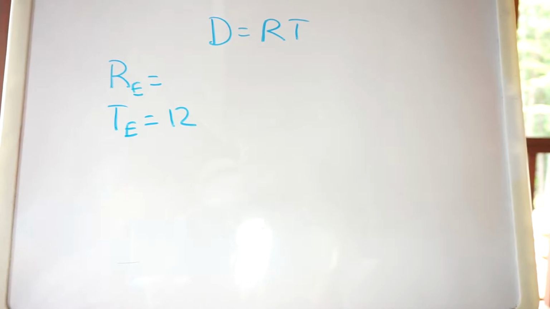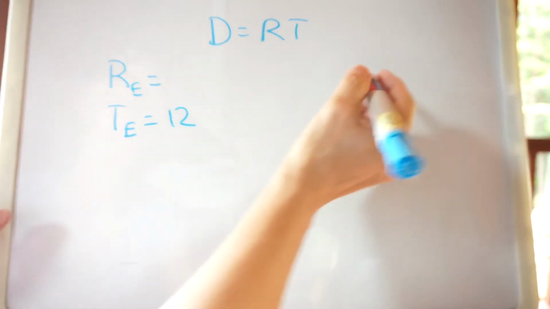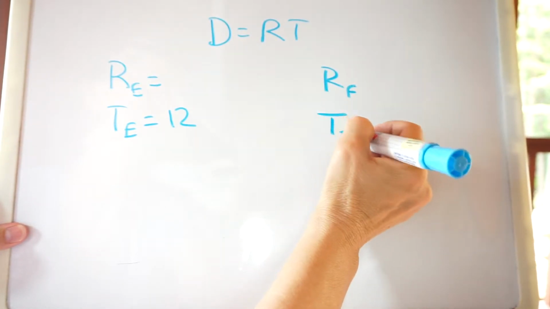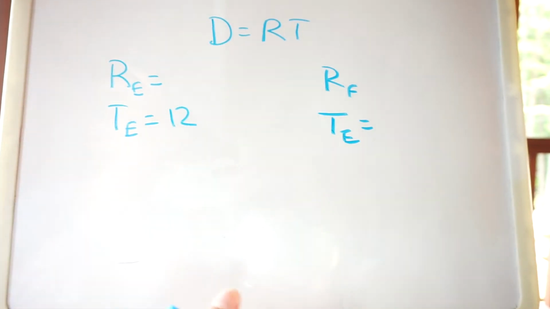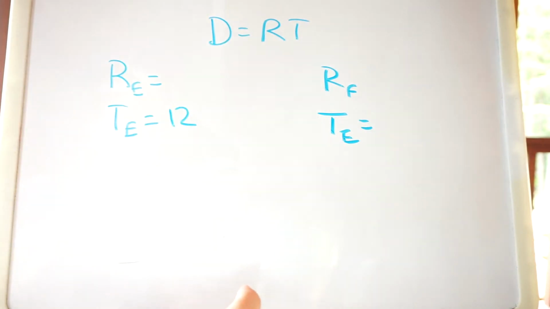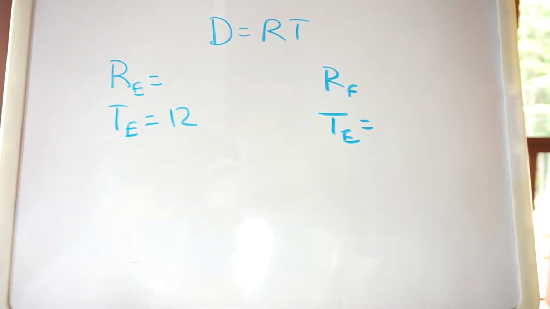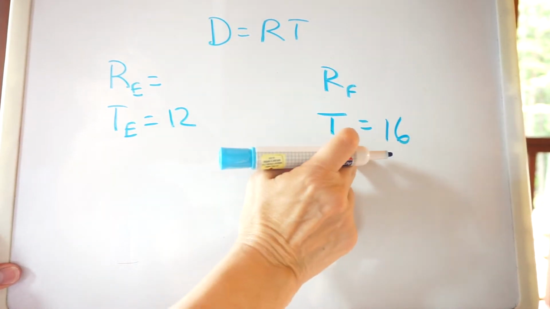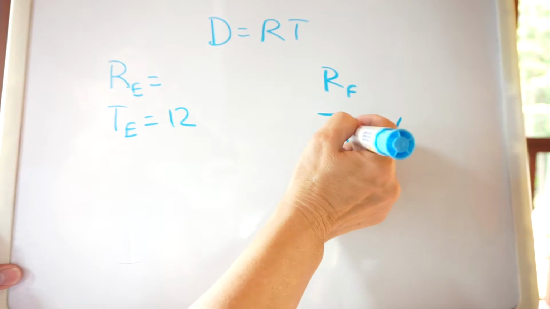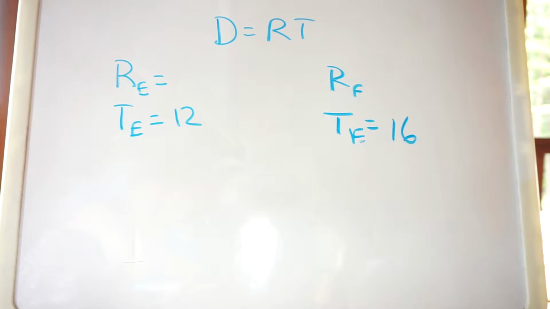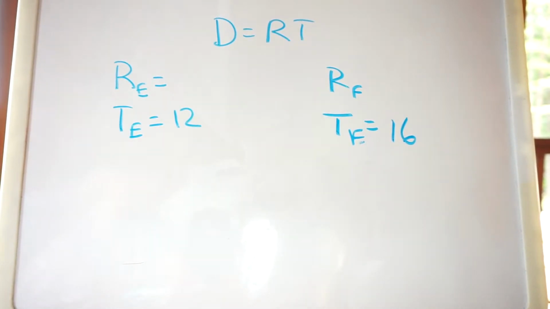On Wednesday, the freight train made the same trip. Now, because it's saying that the freight train made the same trip, we know that the distances of the two of them has to be the same because it made the same exact trip. So their distances are going to be equal to each other. So on Wednesday, the freight train made the same trip in 16 hours. So the time of the freight train was 16 hours. Find the rate of each train if the rate of the freight train was 15 kilometers less than the rate of the express train.